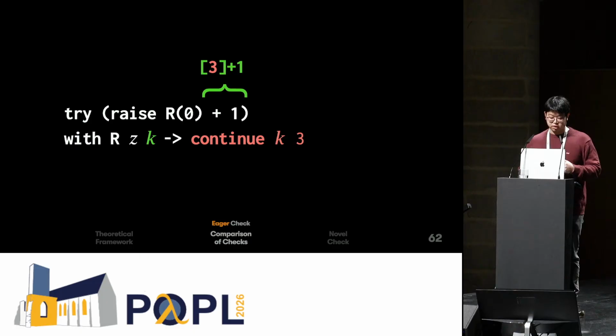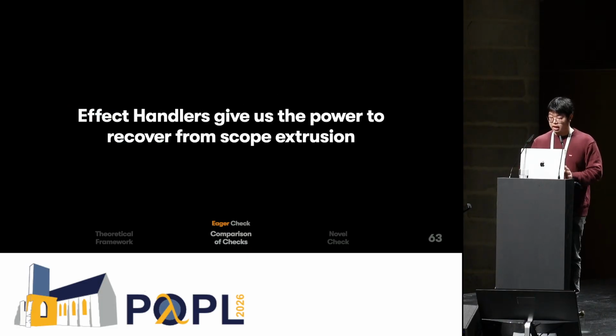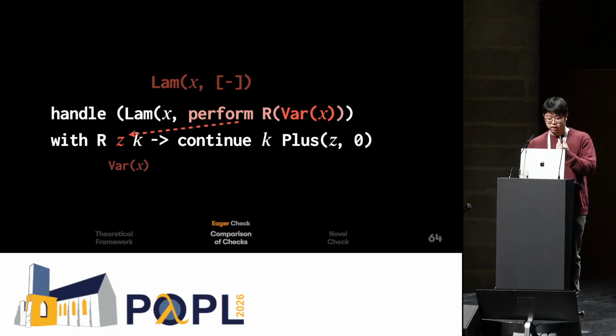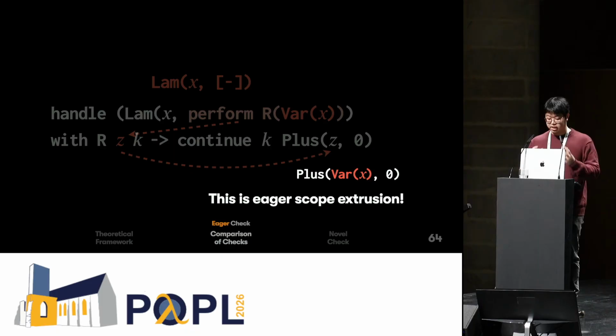Some syntactic differences between effects and exceptions: we use handle instead of try and perform instead of raise. That's what effect handlers are, and what they do in our case is that they give us the power to recover from scope extrusion. Here's an example of a lambda AST program where we perform an effect. When we perform an effect, we take the payload var x and we bind it to z, which we then substitute into the plus z 0 expression. So we get the AST plus var x 0.